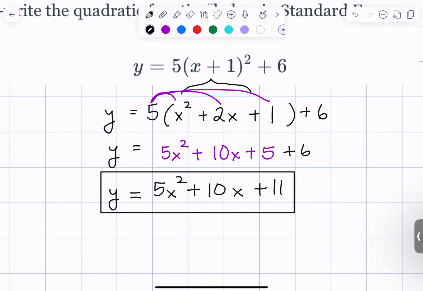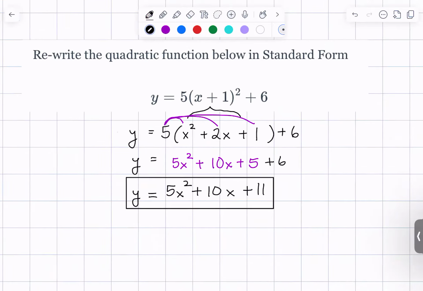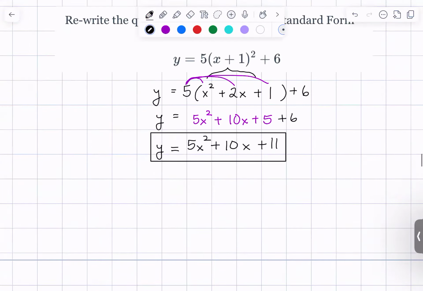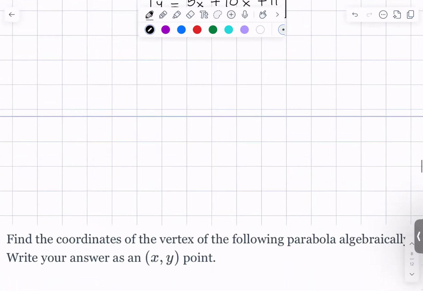Cool? So please remember from our previous set of notes, the special forms. All right, my next example.